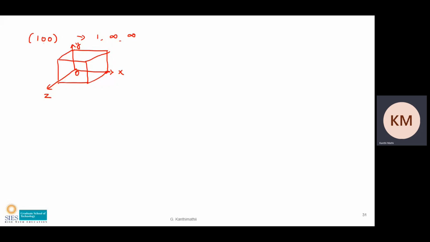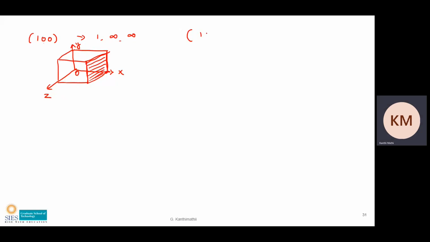So I need to draw a plane, or find a plane, in such a way that it is parallel to both my y-axis as well as my z-axis. Right. So these are the lines which are parallel to my y-axis and these are the lines which are parallel to my z-axis. So this is my 100 plane. Clear? Now we'll see another example.